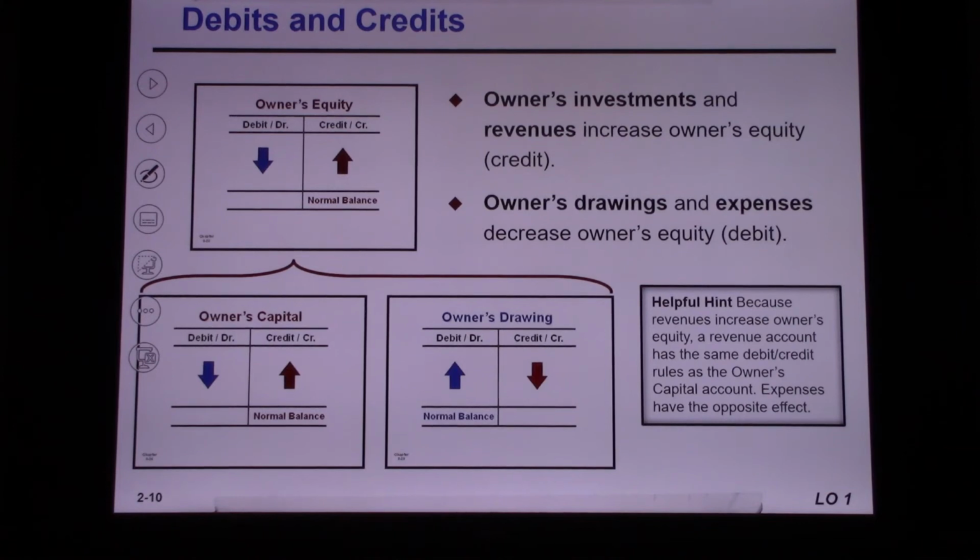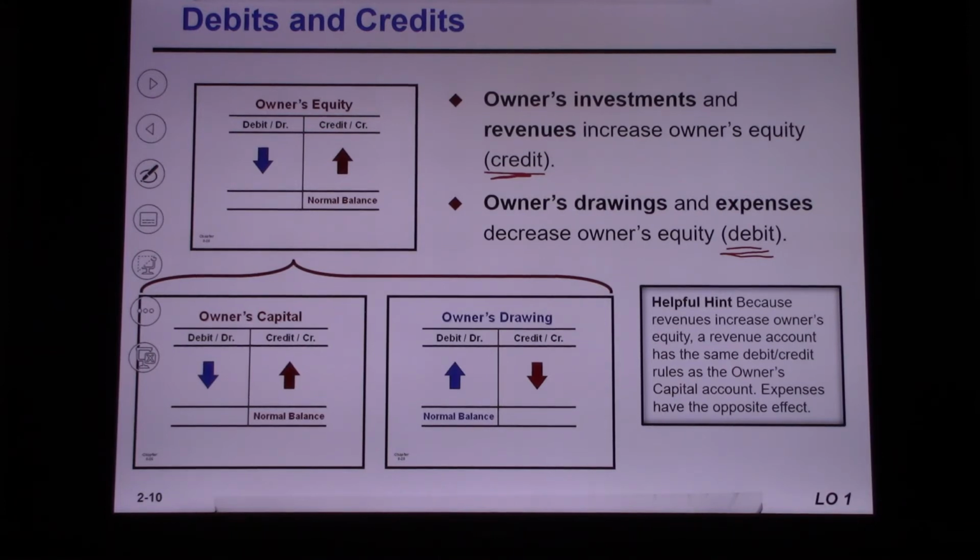What about owner's equity? As indicated in Chapter 1, owner's investment and revenue increase owner's equity, so credit them. While owner's drawing and expenses decrease owner's equity, so we will debit them. Many companies should keep an account for each of these types of transactions.